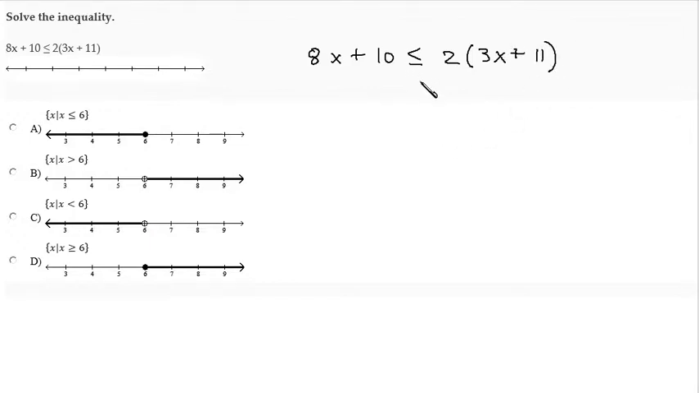Now, this is an inequality. We solve inequalities with most of the same steps that we solve equations by. And one of those that we would start off with, of course, is to apply the order of operations to simplify expressions on both sides.